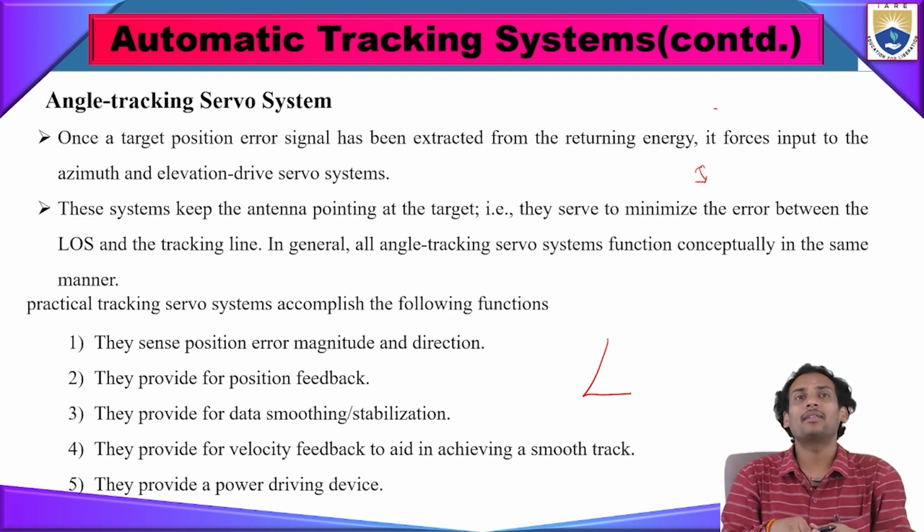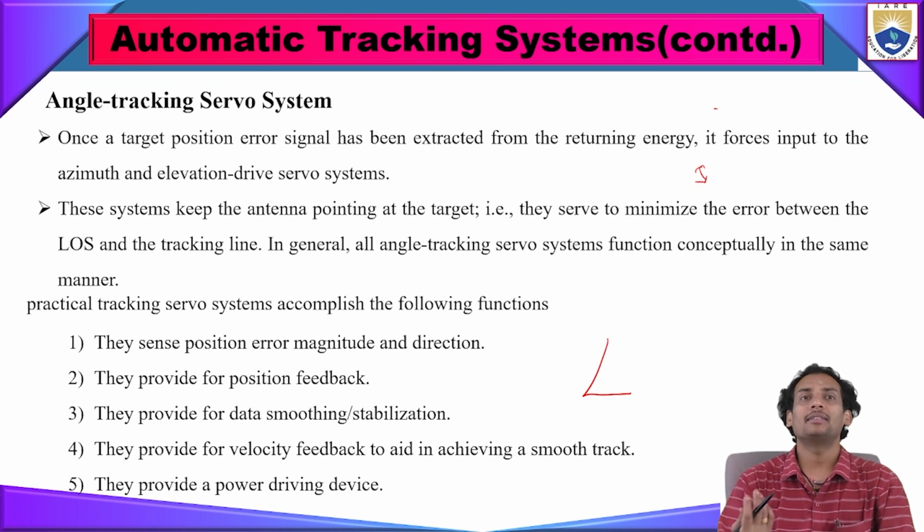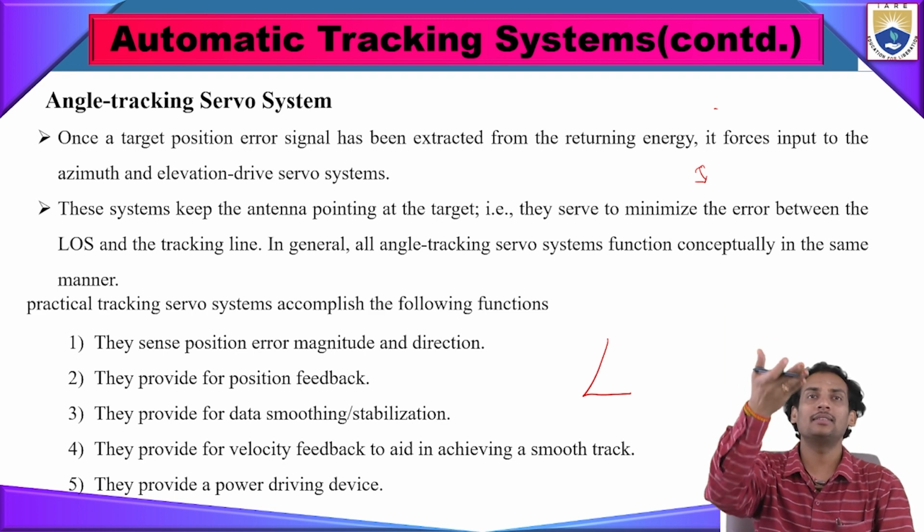So for that, what means does it need to have? That is the functions. The things it can do: they sense the position, magnitude and direction. They provide position feedback, data smoothing and stabilization, and velocity feedback to aid in achieving a smooth track, and a power driving device also it will have. These are the functions the system can have.